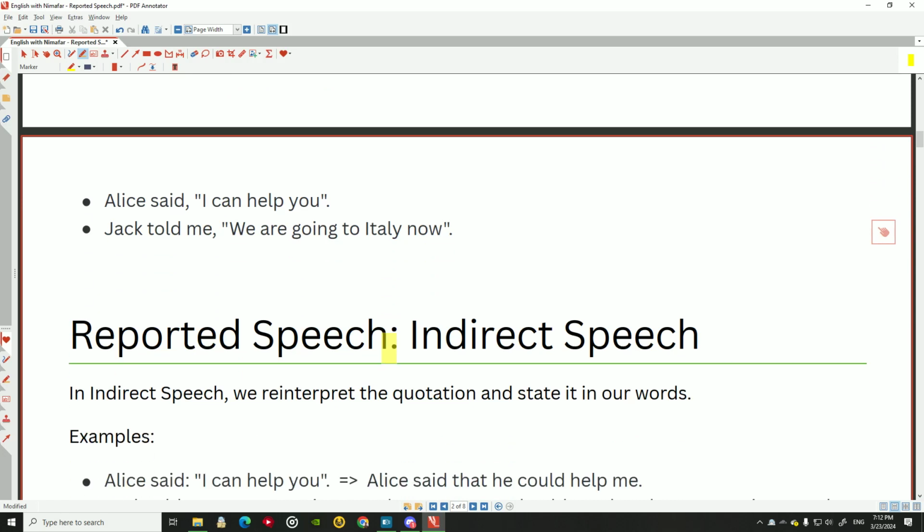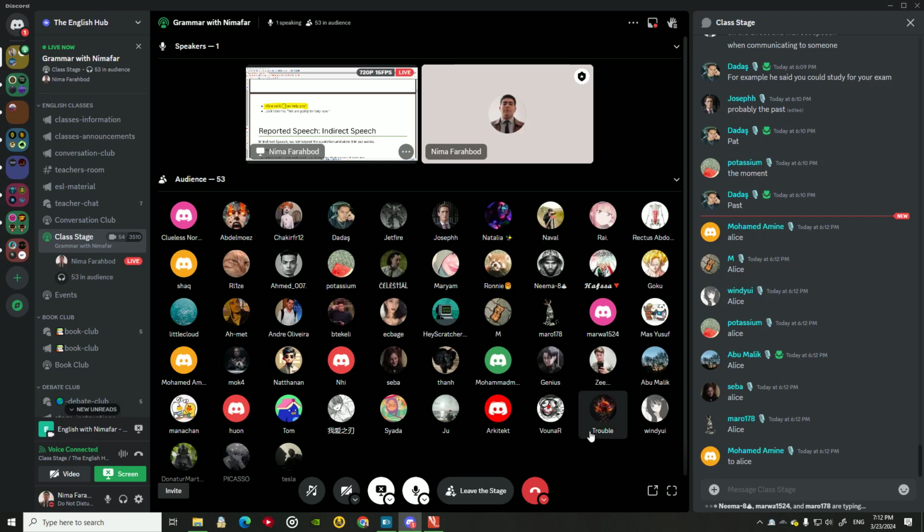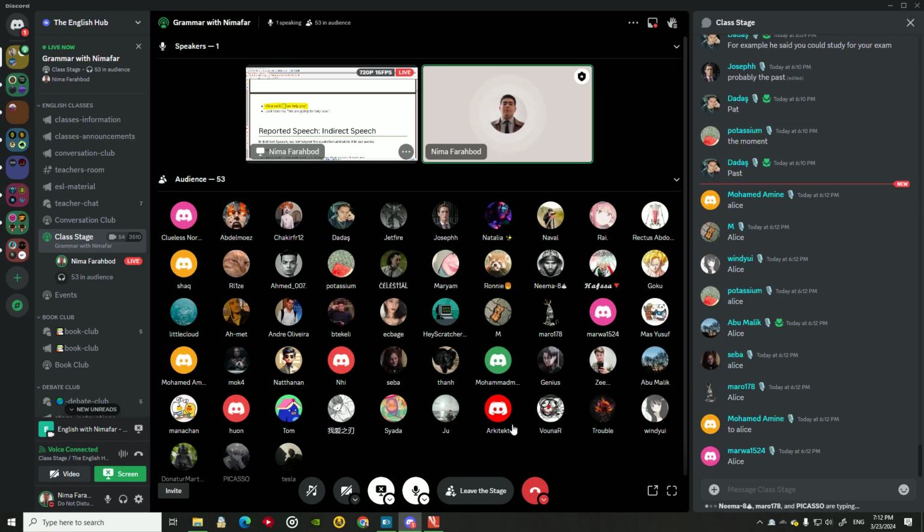Indirect speech. Okay, we reinterpret, which means to interpret the quotation again and state it in our own words. So here, "I can help you." What is this "I"? Is it me or Alice? Please tell me here. Let me highlight it. Alice said, "I can help you." To whom do we refer this "I"? Is it me, the teacher here? Is it you, the student here? Or no, it's Alice. Which one? And Alice, yeah, exactly, very good.